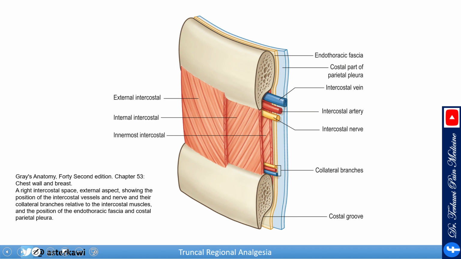So this is a magnified picture of the intercostal muscles. So you have the external intercostal muscle, internal intercostal muscle, and innermost intercostal muscle. You see the difference between the origin and insertion here, and what's between the internal and innermost intercostal muscle is the vascular and nerve bundle.